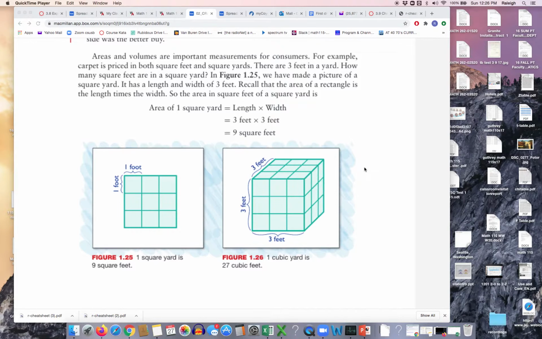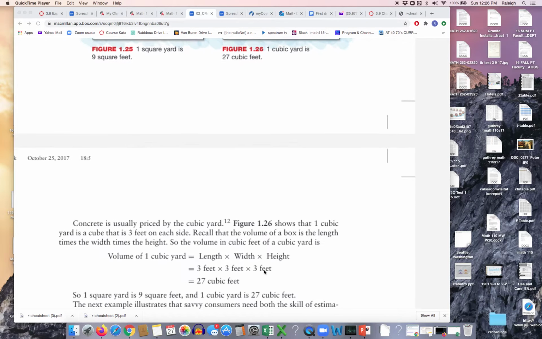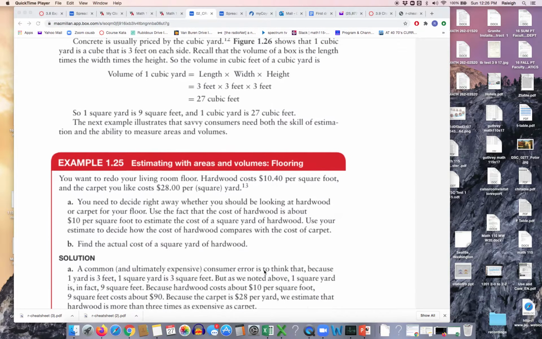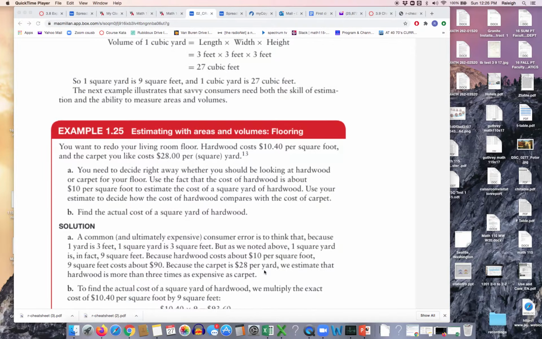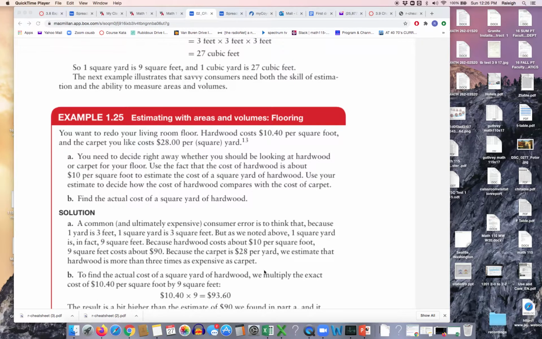Here we have area versus volume. And remember, you have to multiply and square it out for square feet. So 3 feet to a yard means 9 square feet to a square yard. And then when you get to a cubic yard, it's 3 times 3 times 3, 27 cubic feet. So the cubics get much bigger, much faster. And then they have some about the units and all. So look at the examples we covered before.